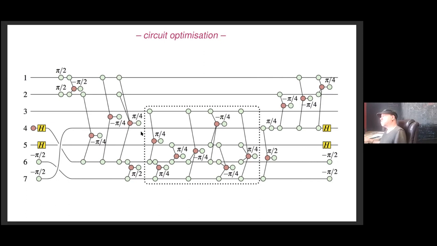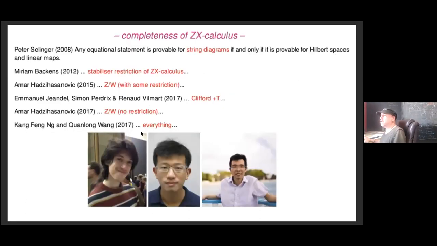Like I said already, there's a long article by John van de Wetering now on the arXiv. It explains practical uses of ZX calculus in quantum computing. And there's a book forthcoming by John van de Wetering and Alex Kissinger about it.